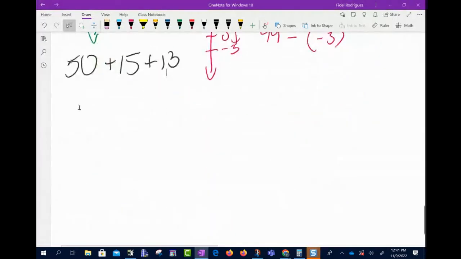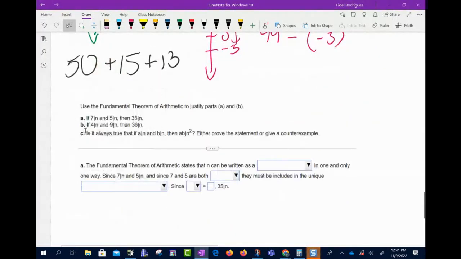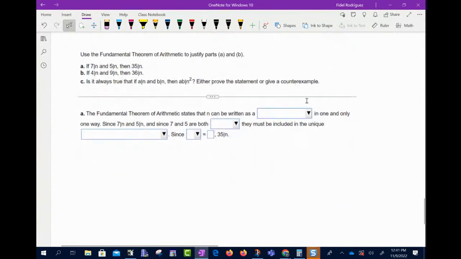Okay, let's come back over here and let's take a look at number 9. And let's see what it's asking me to do. It says, okay, if 7 divides n and 5 divides n, then 35 also has to divide n. Okay, so it says use the fundamental theorem of arithmetic to justify parts A and B.